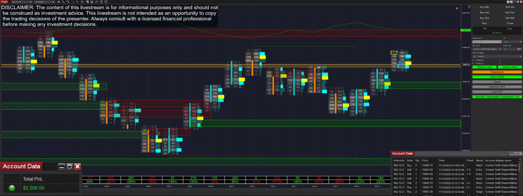Tweak the strategy while running. My chart freezes. I have to close the chart and restart. I'm not totally sure how you're able to change the strategy while it's running. You should be able to.